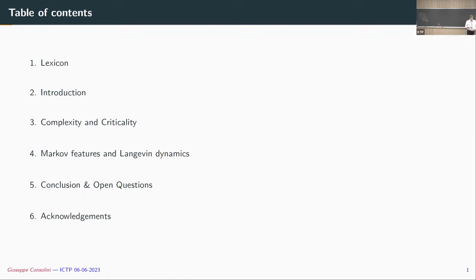I would like to start with the lexicon, because it is necessary to fix some words and how we use these words in our context before proceeding to the next discussion. So I will show you some results from the past. Then I would like to discuss some results dealing with complexity and criticality in magnetospheric dynamics. And I would like to present some very recent results that we published last year. And then I would like to leave you with some open questions dealing with this topic.